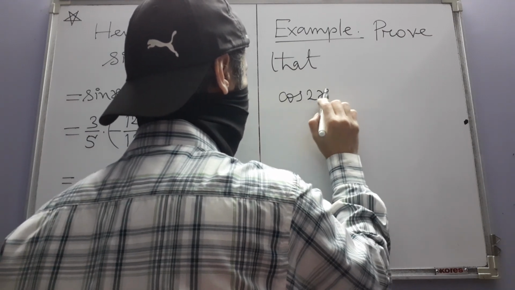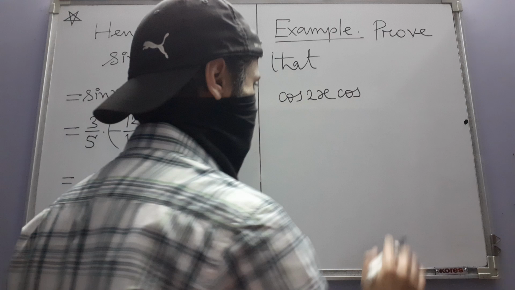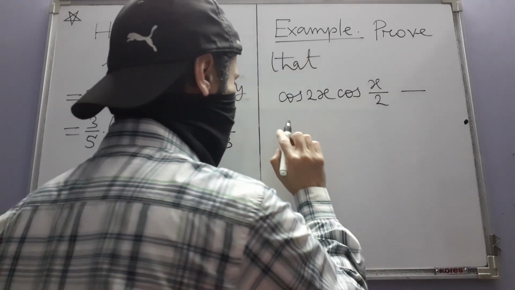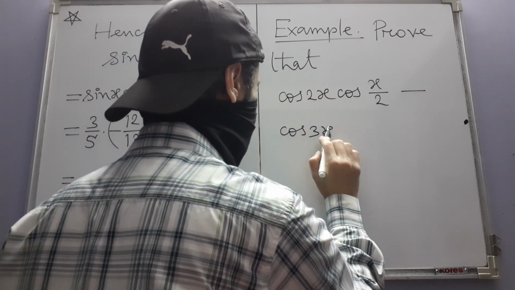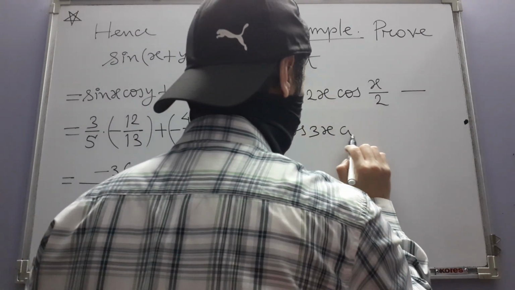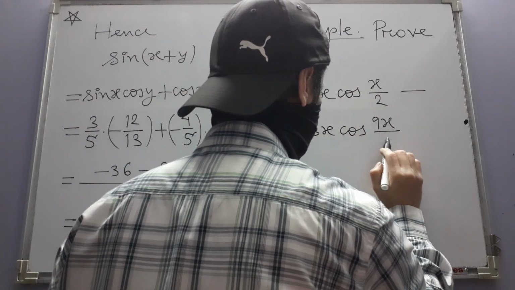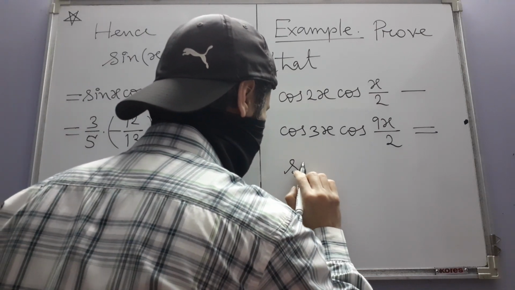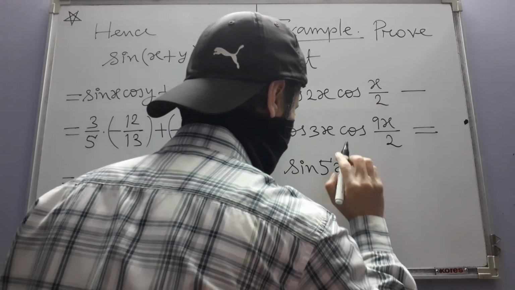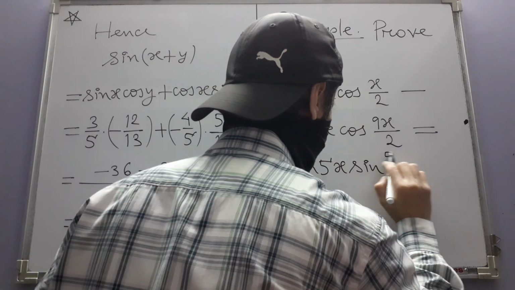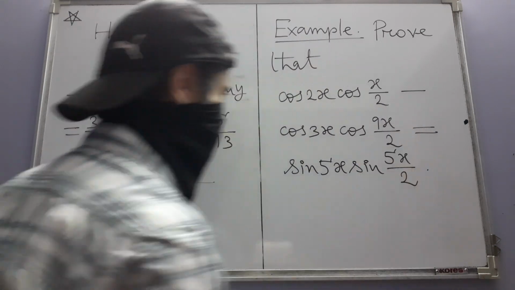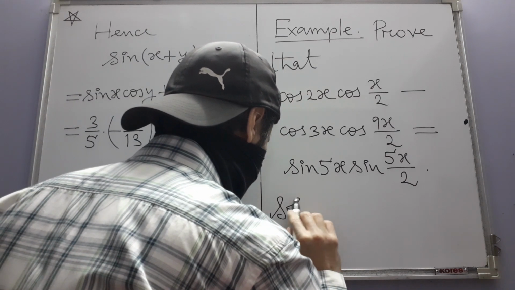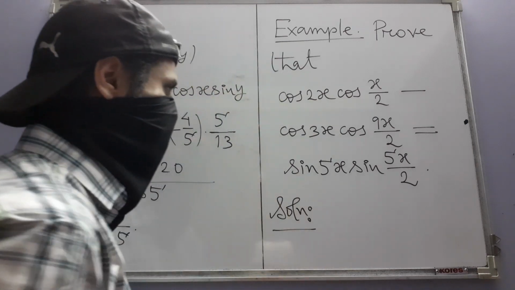cos 2x cos x divided by 2 minus cos 3x cos 9x divided by 2 is equal to sin 5x times sin 5x divided by 2. Okay, so obviously we are going to start with the left hand side of this claim.